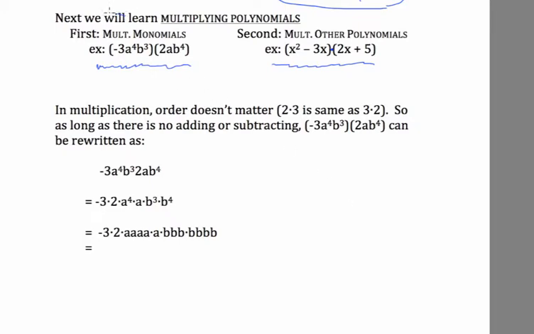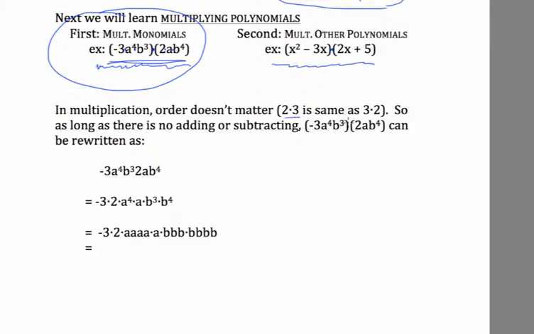Okay, so first, multiplying monomials. Let's start with this one. Now notice that in this expression, I have a multiplication implied here, but also multiplication is implied here, here, here, and here. And we have rules in math, called the commutative property and the associative property, that tell us that first, order doesn't matter.